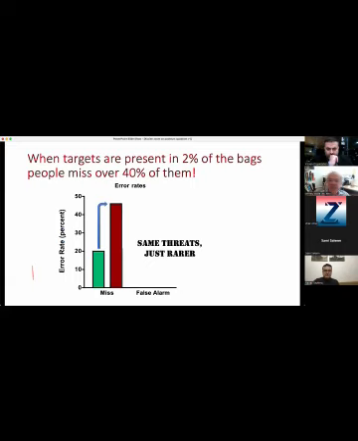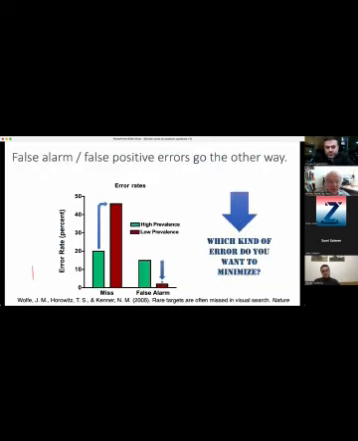When the targets were present only 2% of the time, look what happens. The error rate jumps up to about double. They miss about twice as many. Now, in any task like this, there are two types of errors. There are misses where you don't find what you're looking for, and false alarms where you label something, in this case, as a threat that's not really a threat. And what you find is at low prevalence, false alarms go way down.